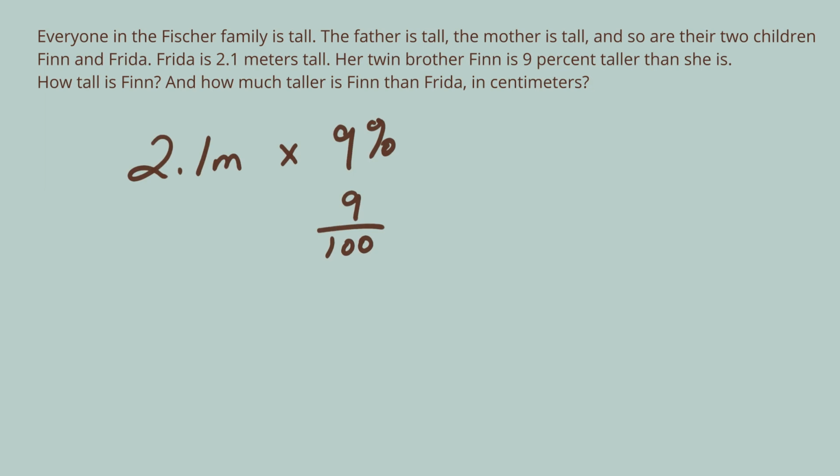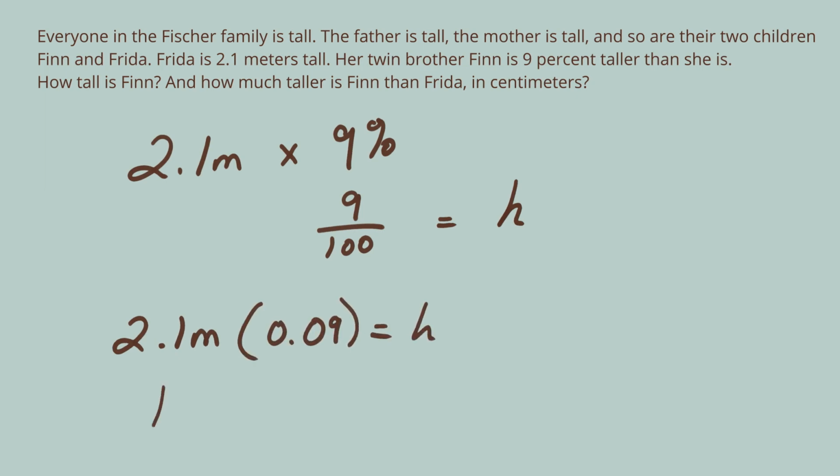2.1 meters times 9 over 100 equals what? Not f, not Finn's height, but the extra bit of height that Finn has. Let's call that h. 2.1 meters times 0.09 equals h. h equals 0.189 meters. Here's where you really have to be careful when you solve word problems.